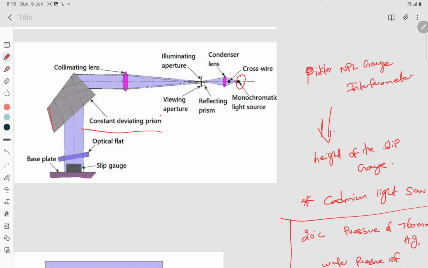From the constant deviating prism, the light waves fall on the optical flat, slip gauge and base plate. The light reflected from the optical flat, slip gauge and base plate will travel back and fall on the viewing aperture, and depending upon the fringe pattern, we can easily calculate the length of the given slip gauge. How this fringe pattern gets formed was already explained in the NPL interferometer. You can check that also in the previous video.